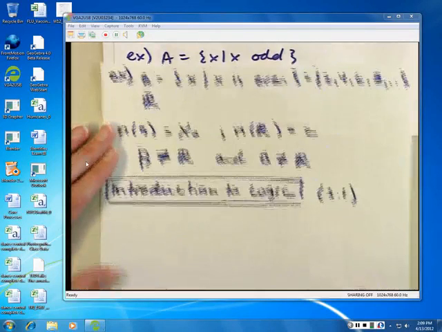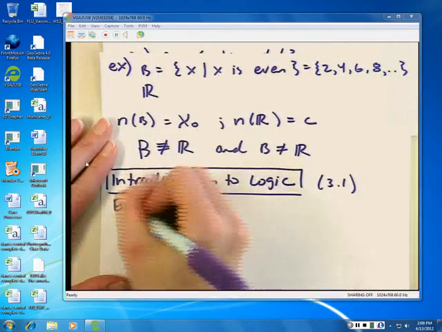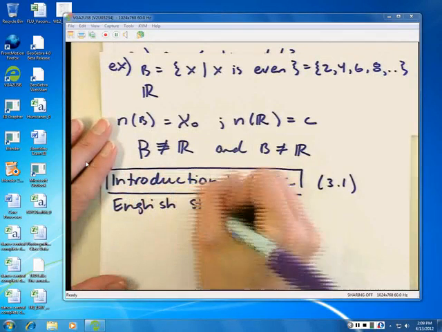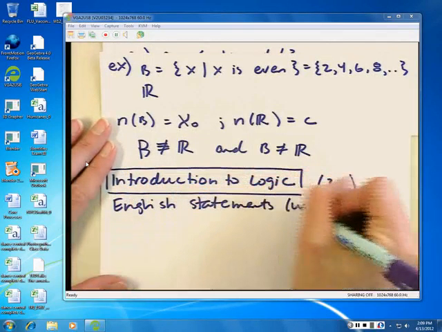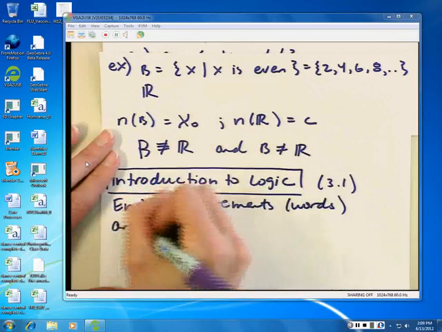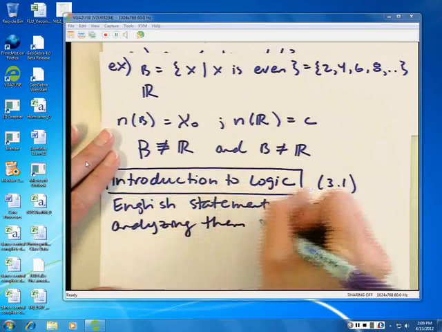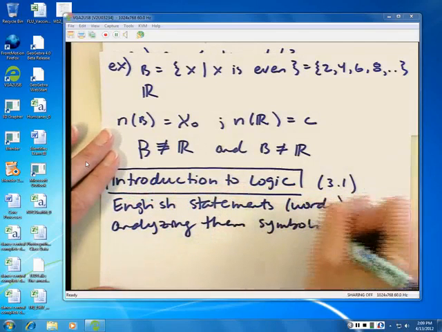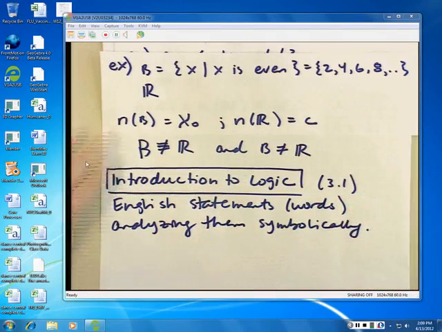When we're using logic, what we're really doing is we're taking English statements, words, and we're analyzing them symbolically. I think this is pretty fun, and I've got some great articles to read and some things that you can do with this, but you've got to get used to the notation first.